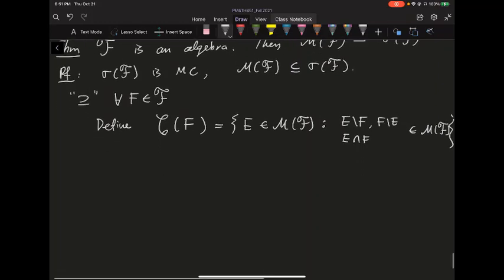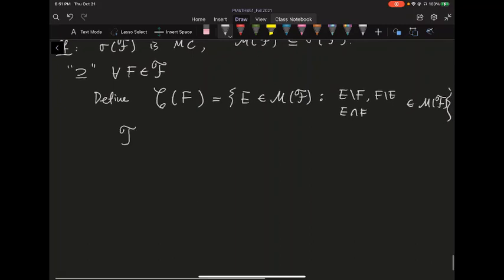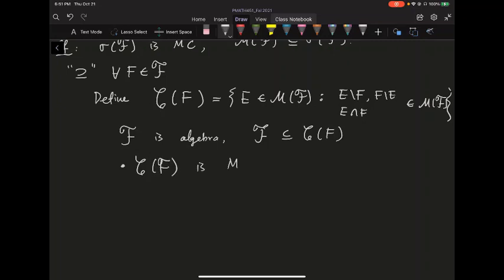Let's see what this C of F tells us. First of all, because curly F is an algebra, you automatically know that curly F is contained inside C of F. That is clearly true because all of these operations are closed for an algebra. I'm now going to prove the next claim. You can verify that this C of F is a monotone class. This is not too bad, you can just follow the definition.